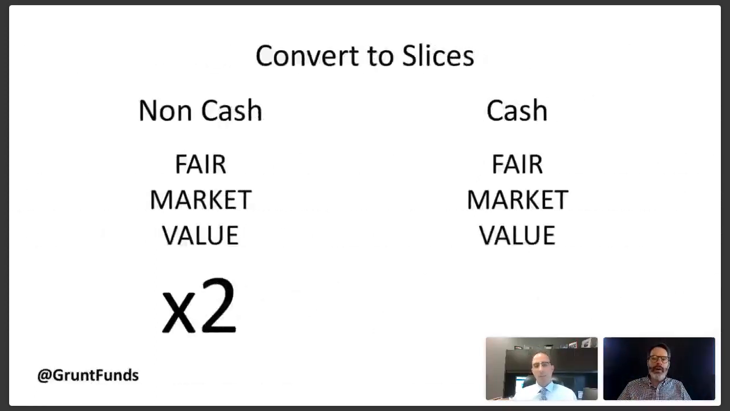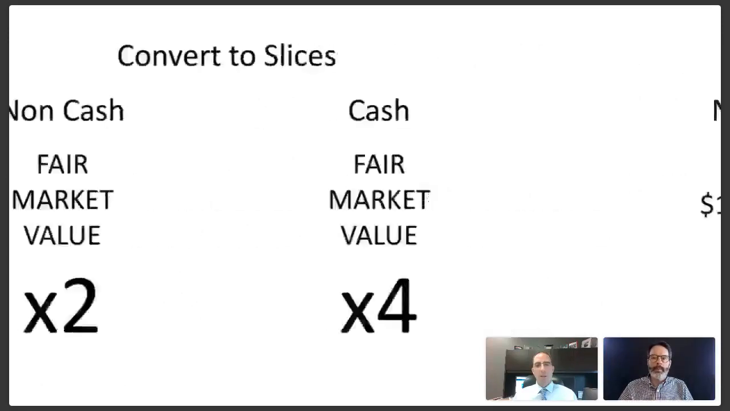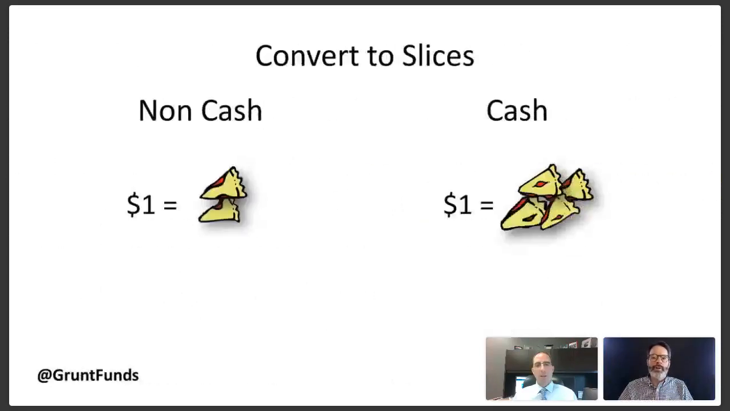So if it's a non-cash contribution, we multiply by 2. So every dollar in non-cash you put in, you get 2 slices. For cash, we double it, so you get 4 slices. For every dollar in cash you put in, you get 4 slices. For every dollar in non-cash, you get 2 slices. So $1 in non-cash is 2 slices. $1 in cash is worth 4 slices.